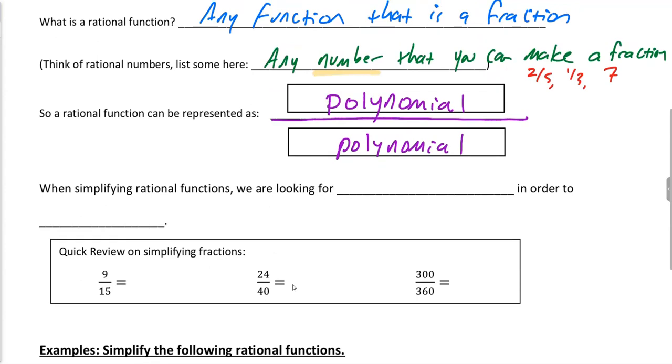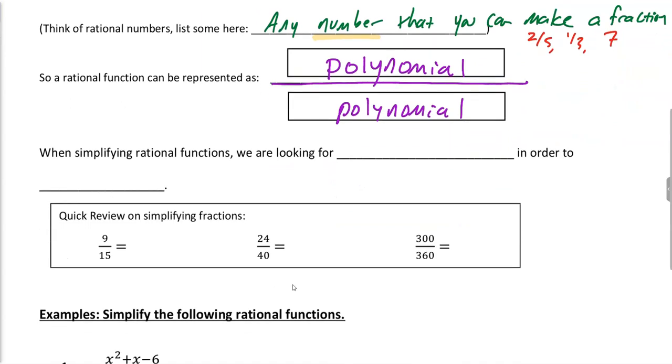But in order to simplify, this is super important: you need to have factors in order to cancel. You've got to have factors in order to cancel, which is why we did factoring on the warm-up. If you're good at factoring, you'll be really good at this. If you suck at factoring, you're going to suck at this too. So it's time to learn how to factor, my friends.